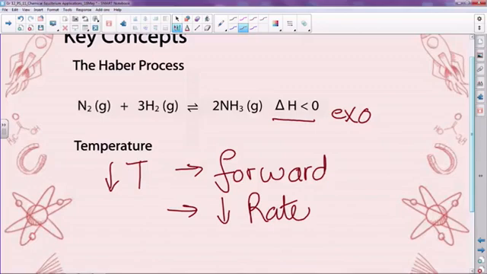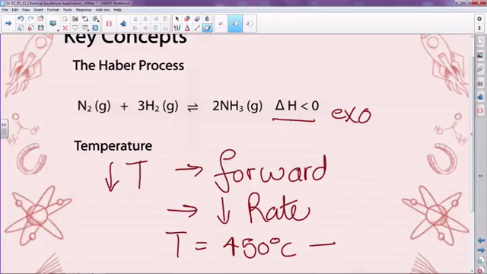And in fact, the temperature condition for this is about 450 to 550 actually, degrees Celsius. Why am I doing this? Because you have to know these conditions, okay? 550 degrees Celsius, so that's the temperature.